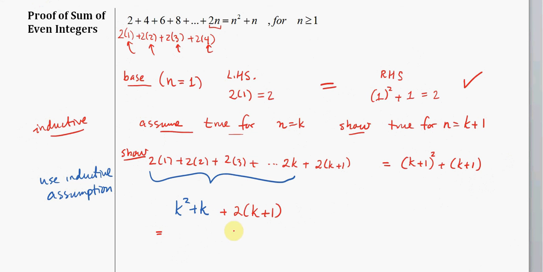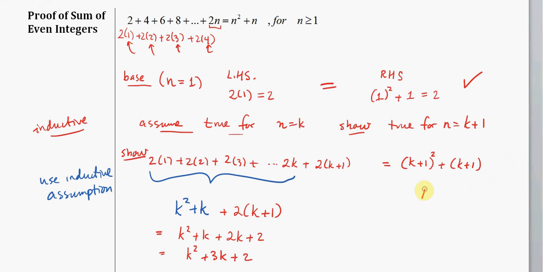Now from this step, I guess maybe it's easiest just for us to multiply everything out. So we're going to get k squared plus k plus 2k plus 2. And then we can merge all of this together and simplify everything by combining all the like terms. So that's k squared plus 3k plus 2. Okay. Now you see, this doesn't quite look like the right-hand side, at least not yet.